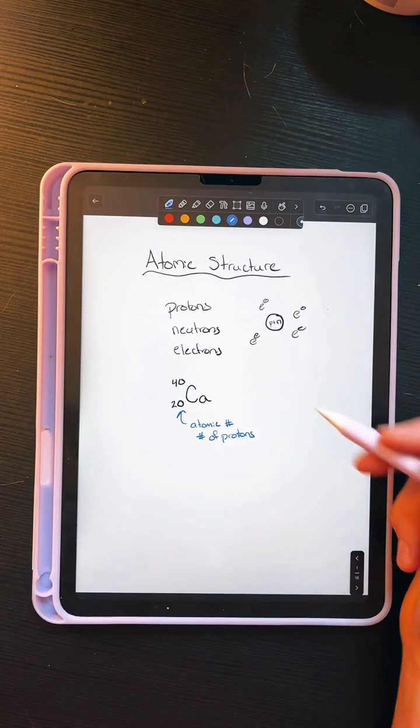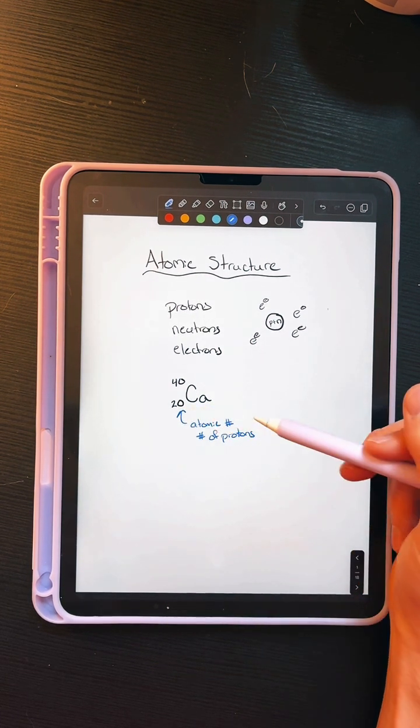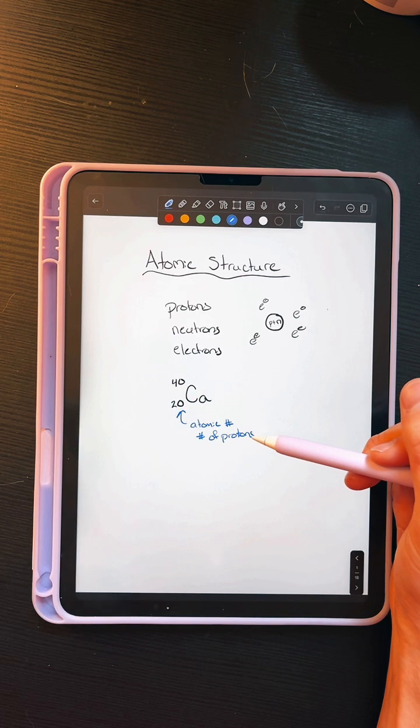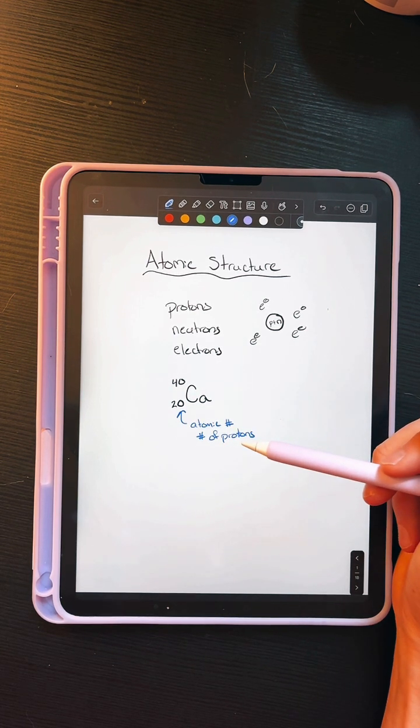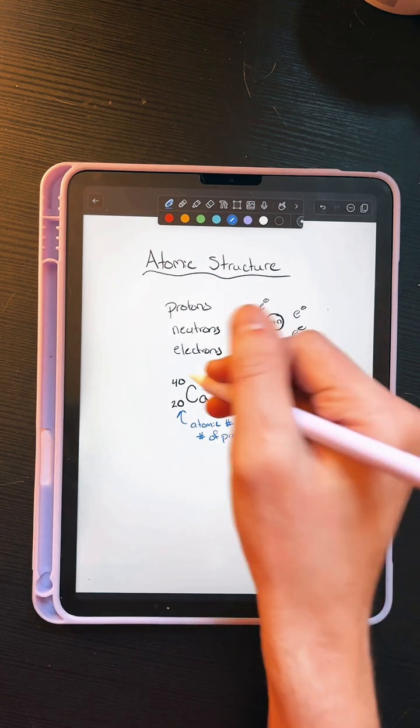So let's say our atomic number changes to 19, so we have 19 protons. Well, now we're no longer talking about calcium. We're talking about something completely different, a different element.